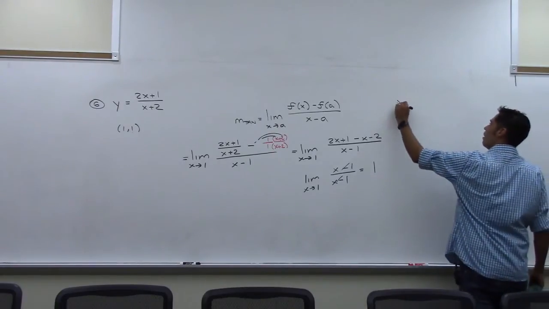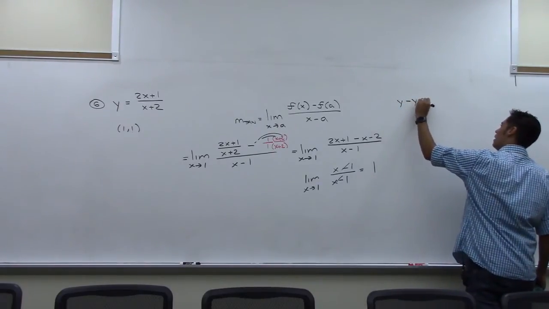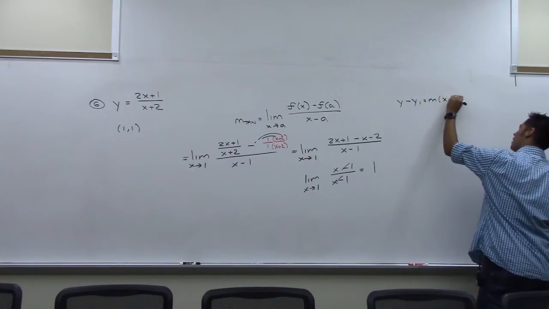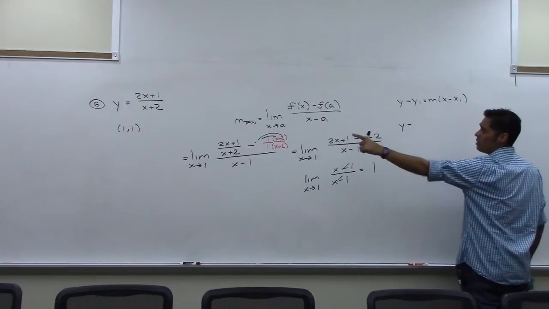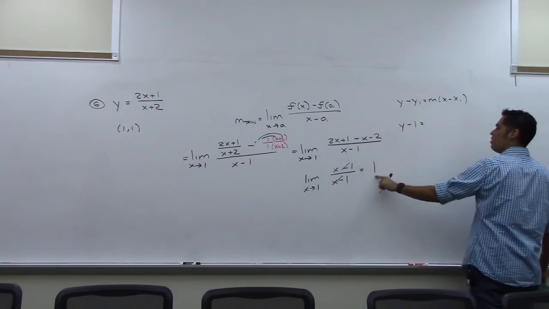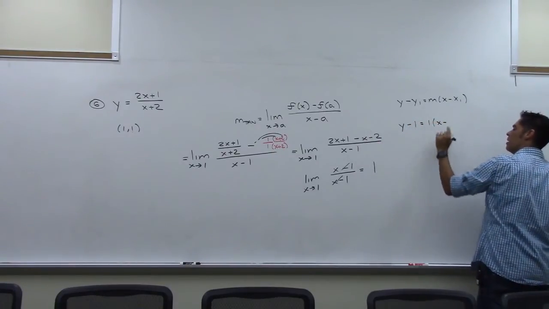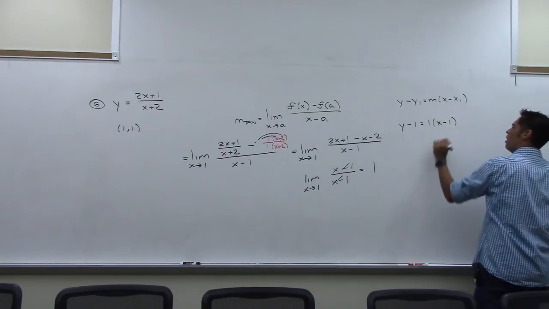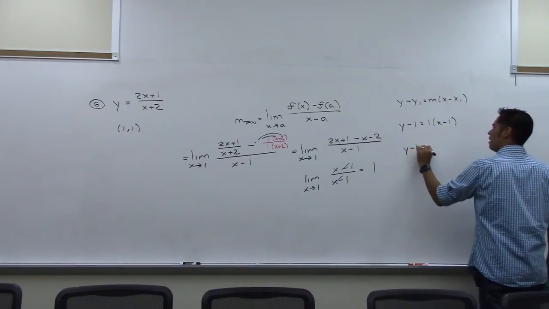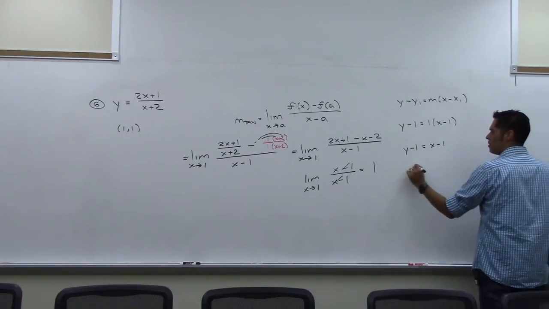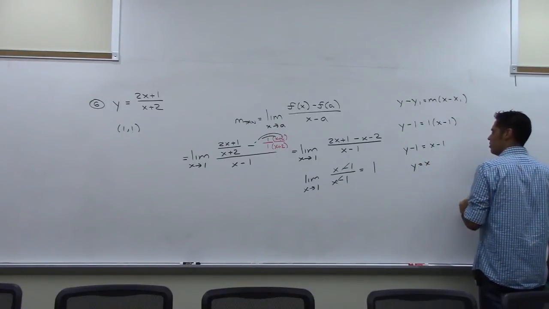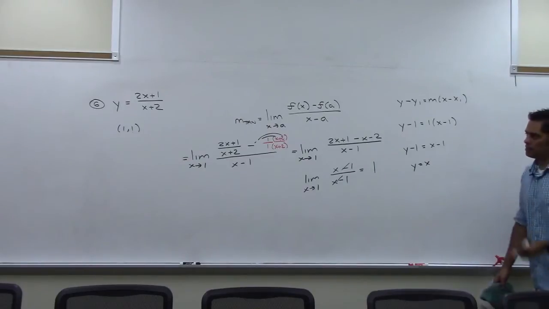So now we say y minus y1 equals m times x minus x1. So y minus, let's see, y1 is 1, equals the slope, which is 1, times x minus x1, which is also 1. So this is just y minus 1 equals x minus 1. And if we add 1 to both sides, you get y equals x. Interesting. Interesting.